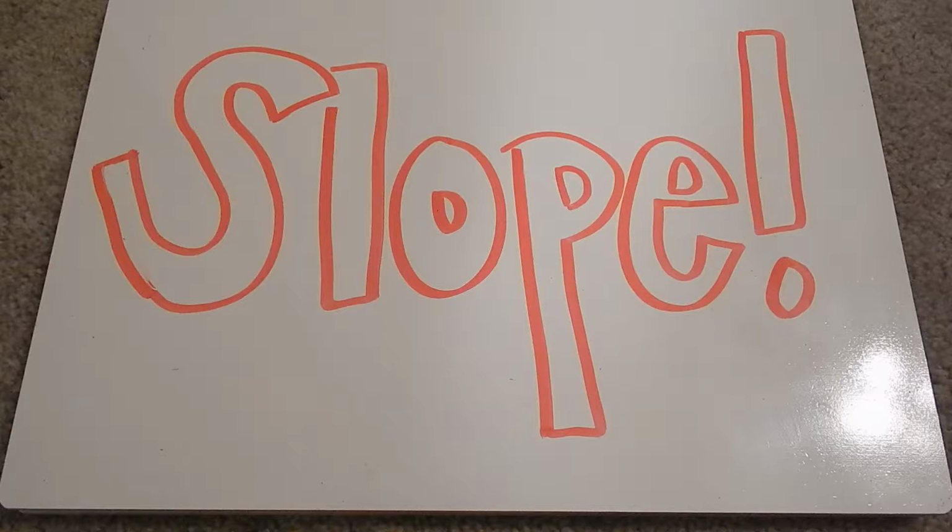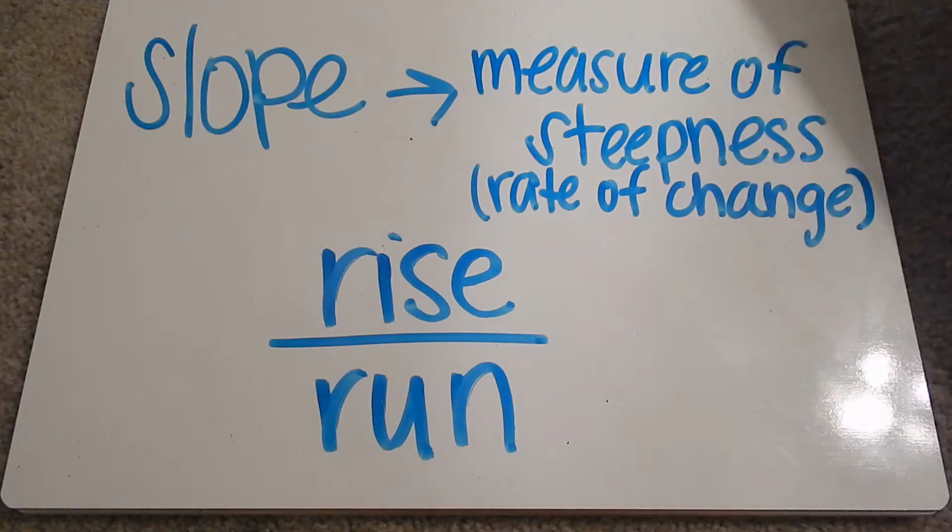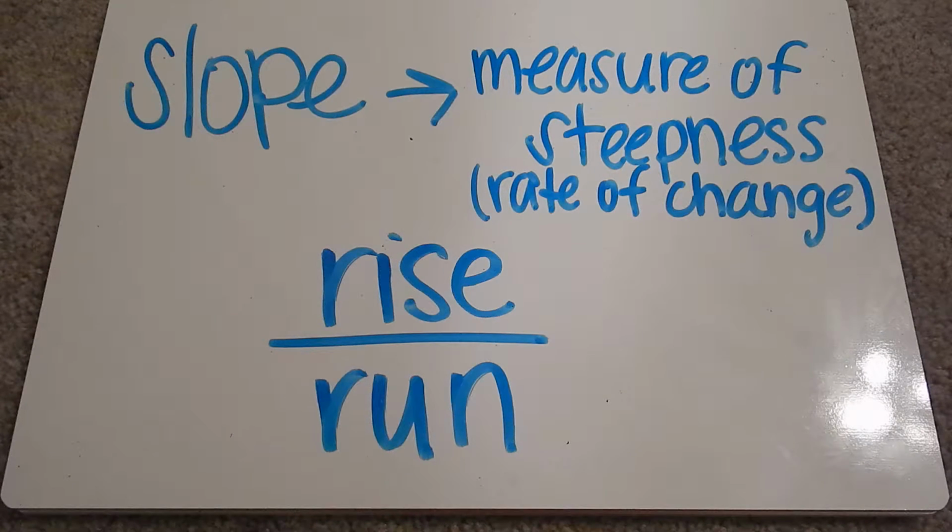Today's lesson is an introduction to slope, and finding slope from a graph. So for our introduction to slope, I'm just going to mention what slope is. Slope is talked about with a linear function, meaning a line. Slope is a measure of the line's steepness, also known as its rate of change.